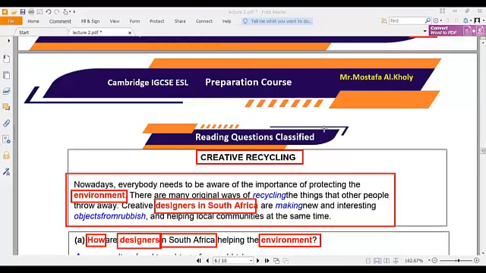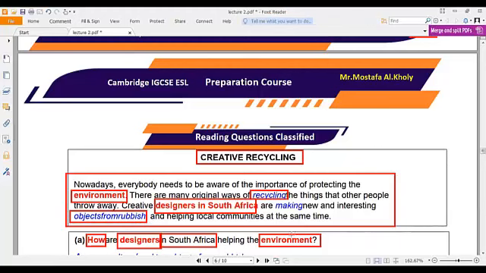Designers in South Africa are making new and interesting objects from rubbish. Yes, exactly. So number one, making objects from rubbish, and they're doing recycling too. Great. So if you look at these two items, they are the same idea. Recycling is making new and interesting objects from rubbish. That's the definition of recycling. So if you wrote only recycling, your answer is correct. If you wrote making objects from rubbish, same, your answer is correct.